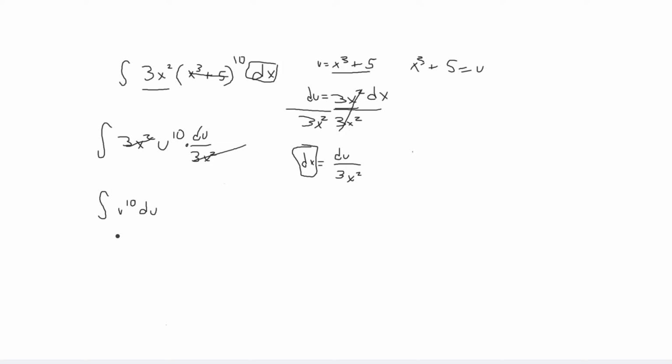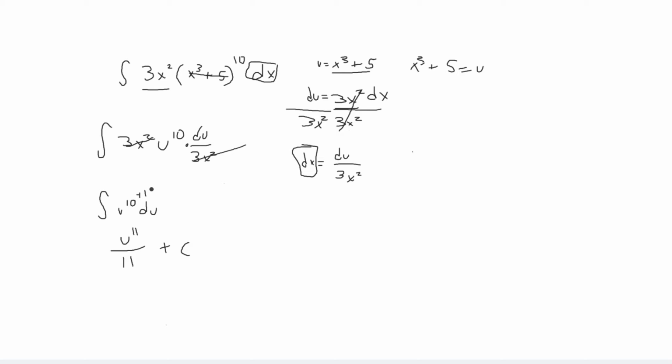So let's see. U to the 10th power, we can increase the power by 1. U to the 11th, divide by that 11. And so we have u to the 11th divided by 11. We can't forget plus c as our integration constant. But we're not done yet because this was our original integration in terms of x's.